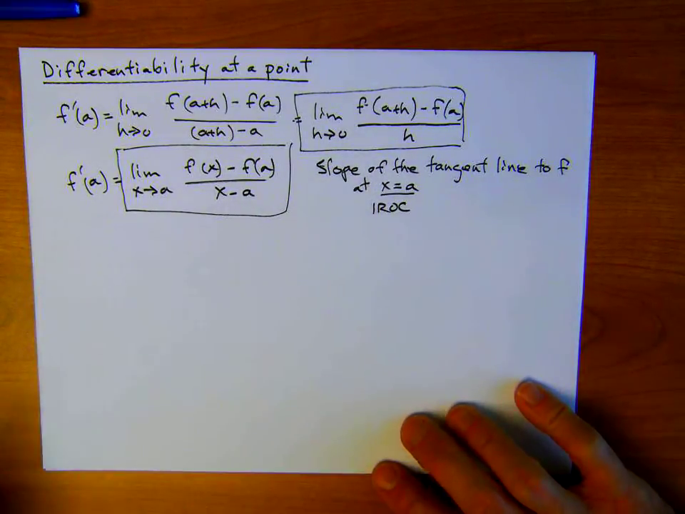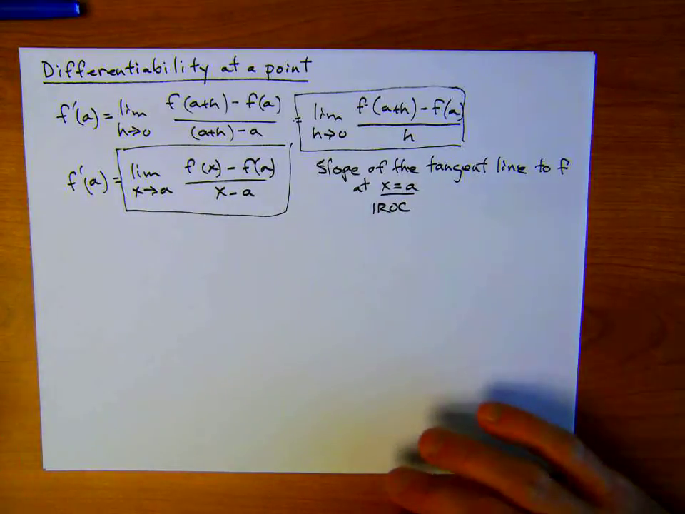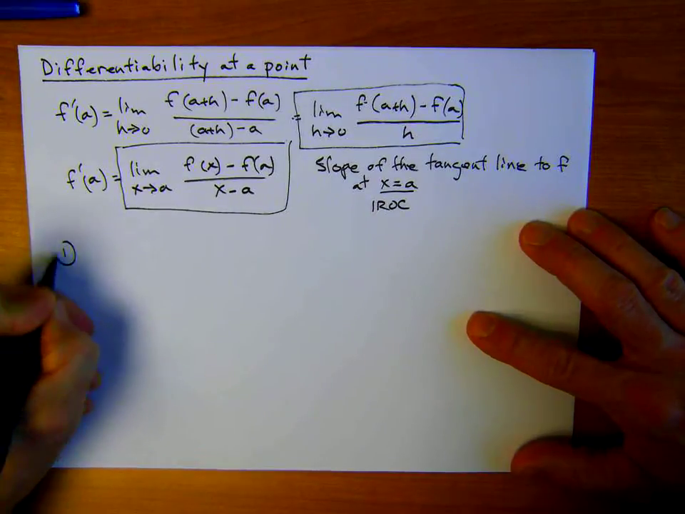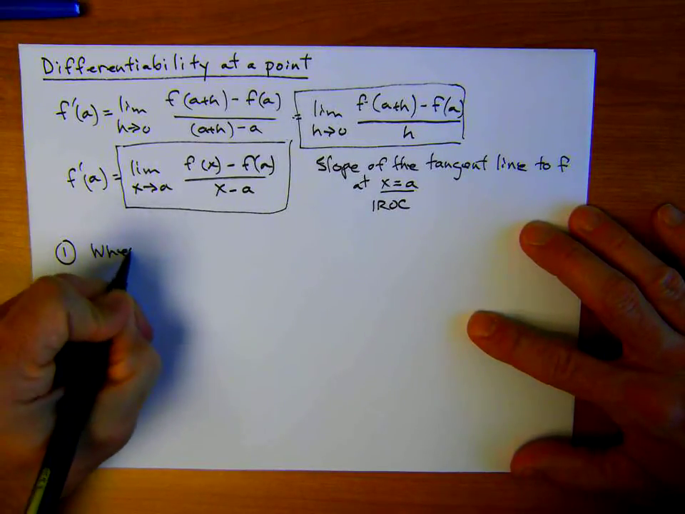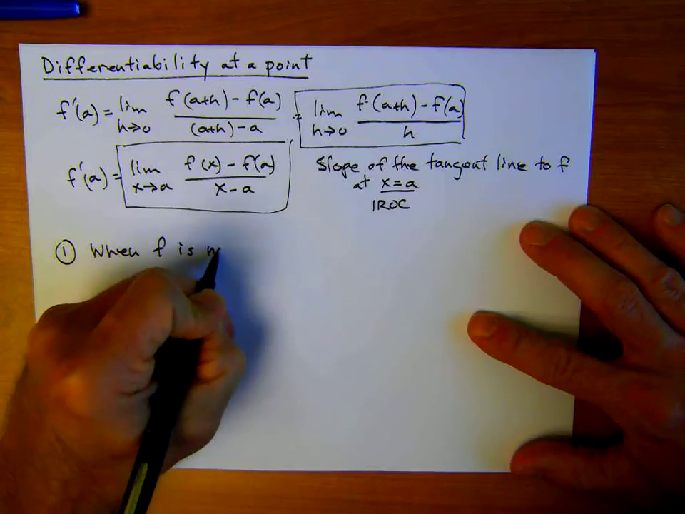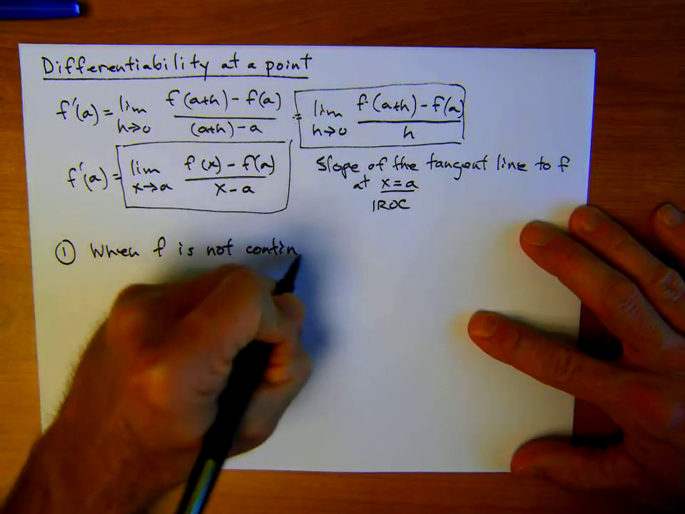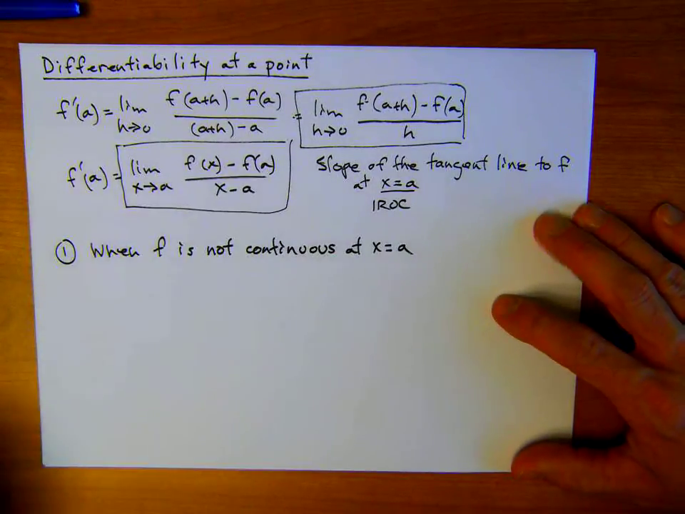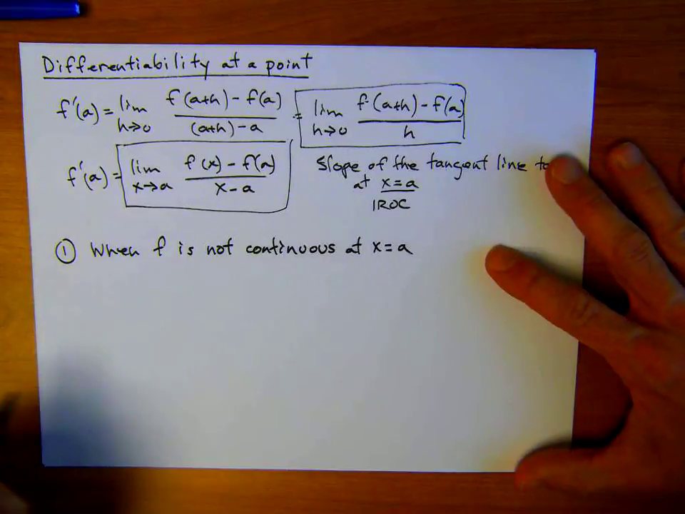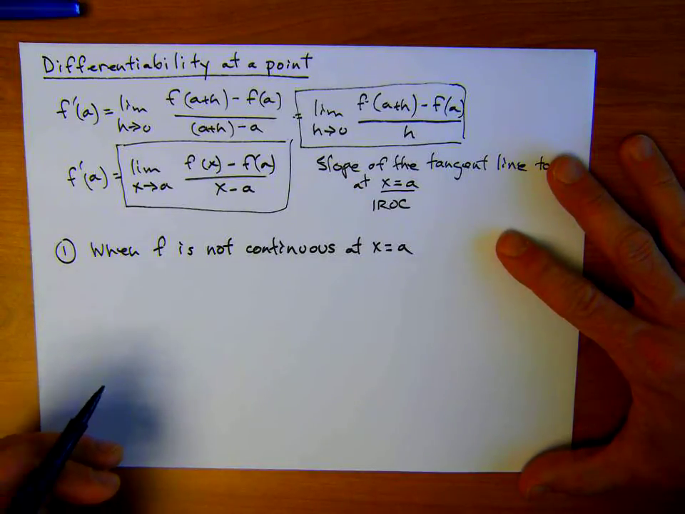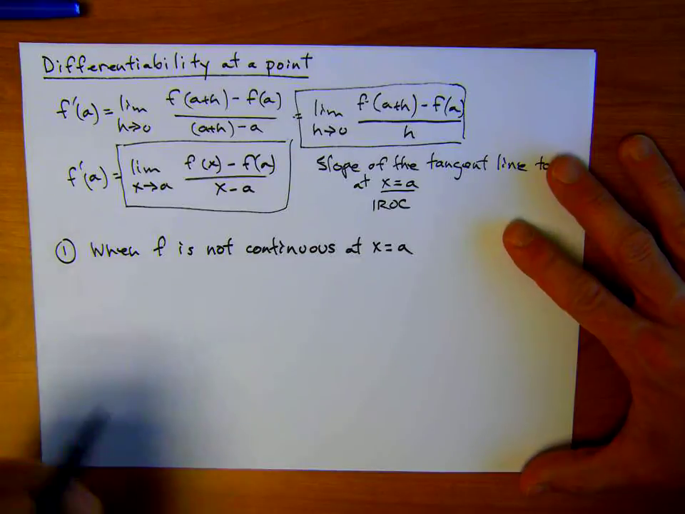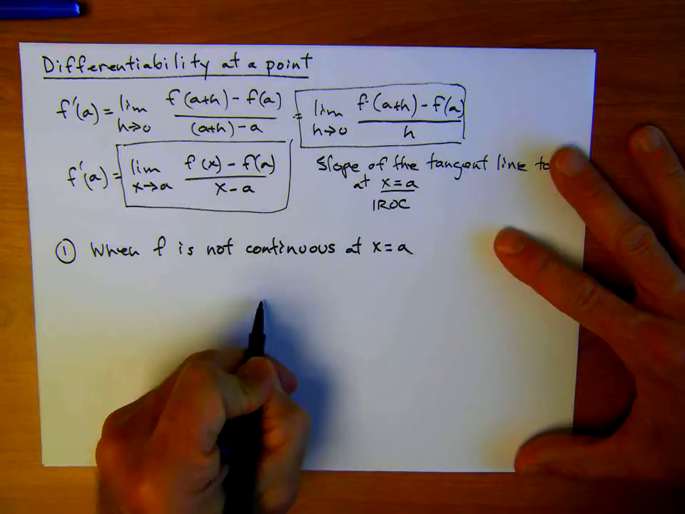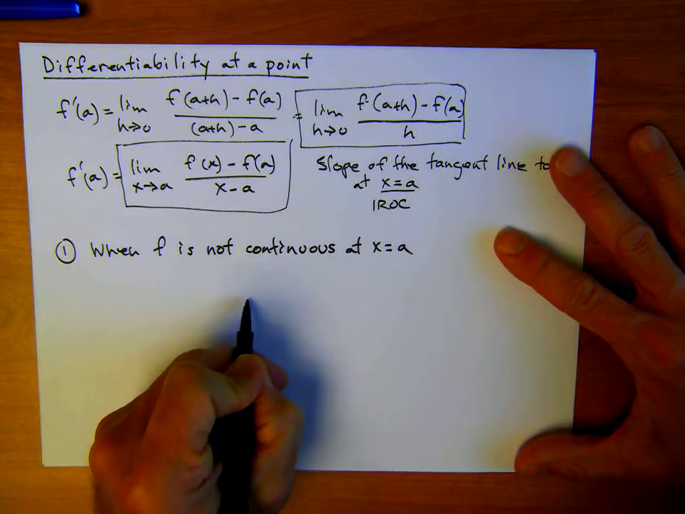First I want to give a brief summary about when the function can fail to be differentiable at a point. The first is when f is not continuous at x equals a. I'm going to give more intuitive explanations to begin with in this summary, and then go back and look at how this relates to these algebraic expressions.